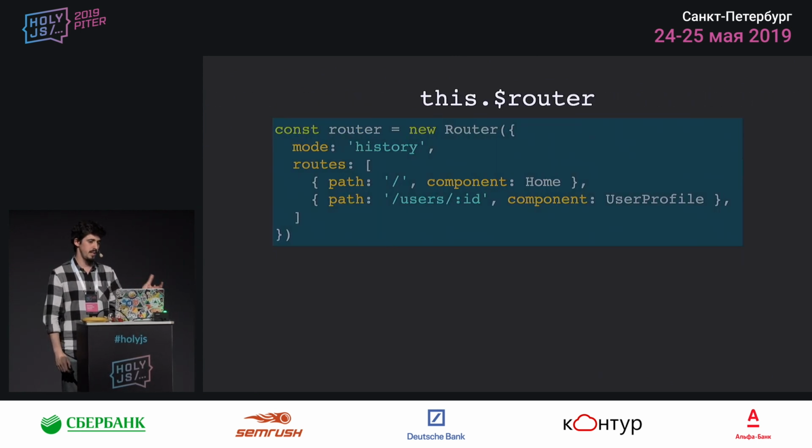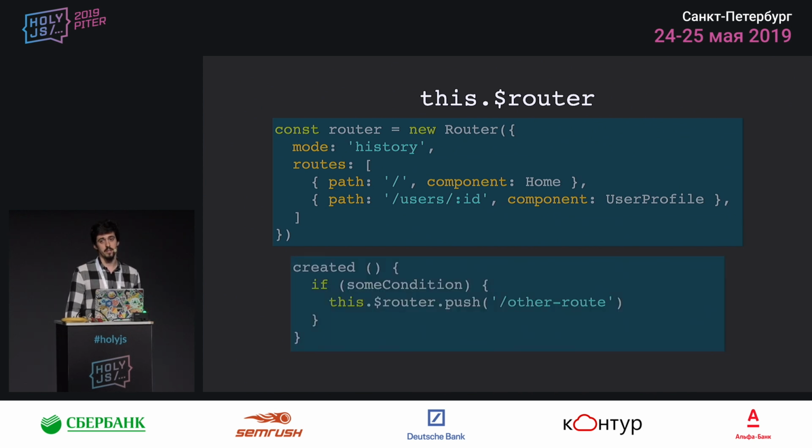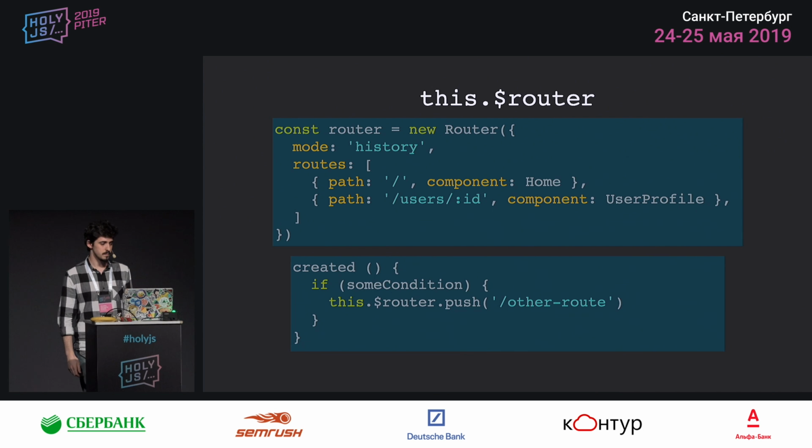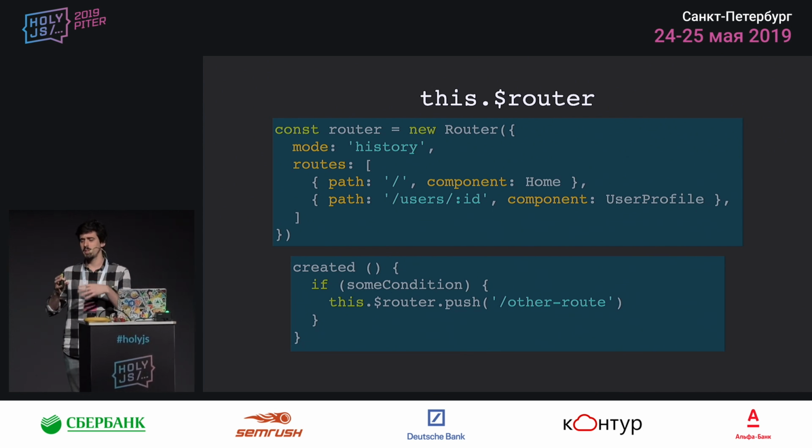And the last thing we have is this $router, which gives us access to the exact same instance we created in the router.js file usually. And this allows us to do programmatic navigation, basically. That's pretty much what we want to do. So we can redirect the user if they have some complex interaction that you don't want to handle with a simple link because it's too complicated.